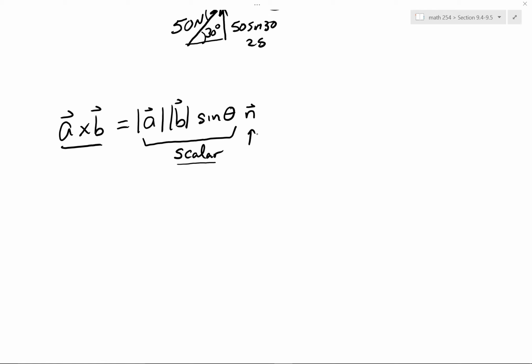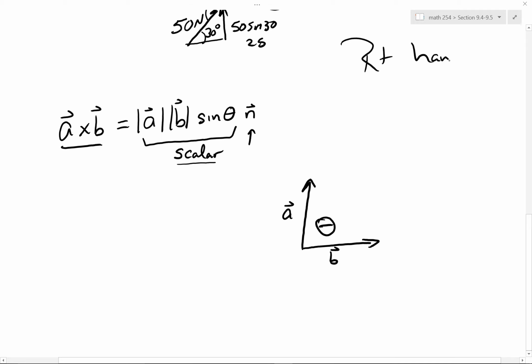Okay? So when you apply a torque, that torque has to be in a certain direction. Now, picture your hands like so. When you do cross products, you always put it so that they are not tail to head, but in fact they are butt to butt, if you will. So that's A and that's B, and there's theta. We use what is called the right hand rule to determine which way N is pointing.